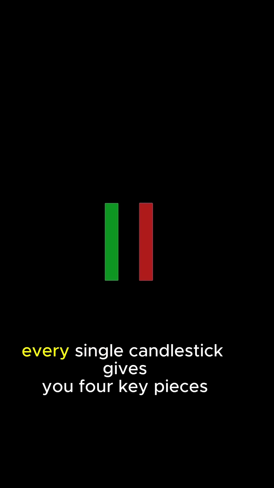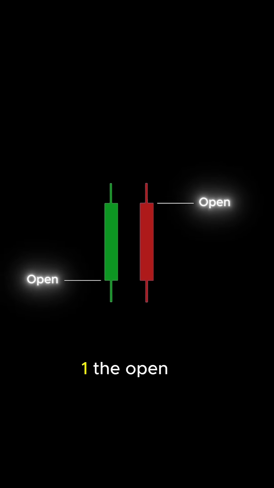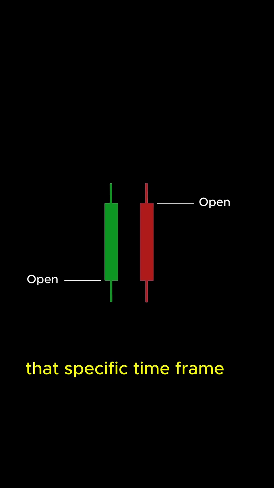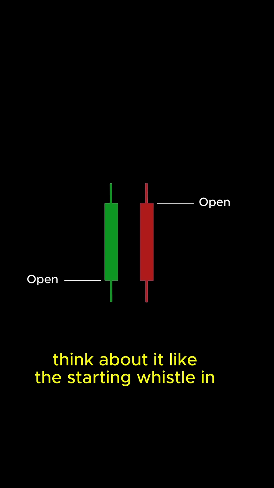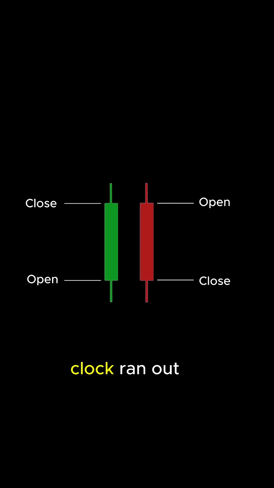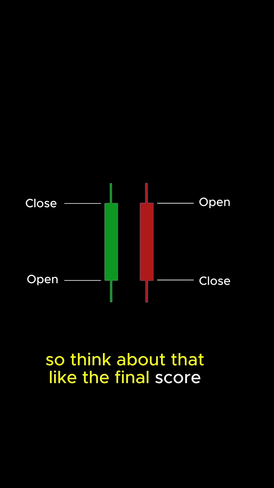Here's the thing. Every single candlestick gives you 4 key pieces of information. 1, the open. So this is where the price started during that specific time frame. Think about it like the starting whistle in a game. Then you have the close. This is where the price ended when the clock ran out. So think about that like the final score.